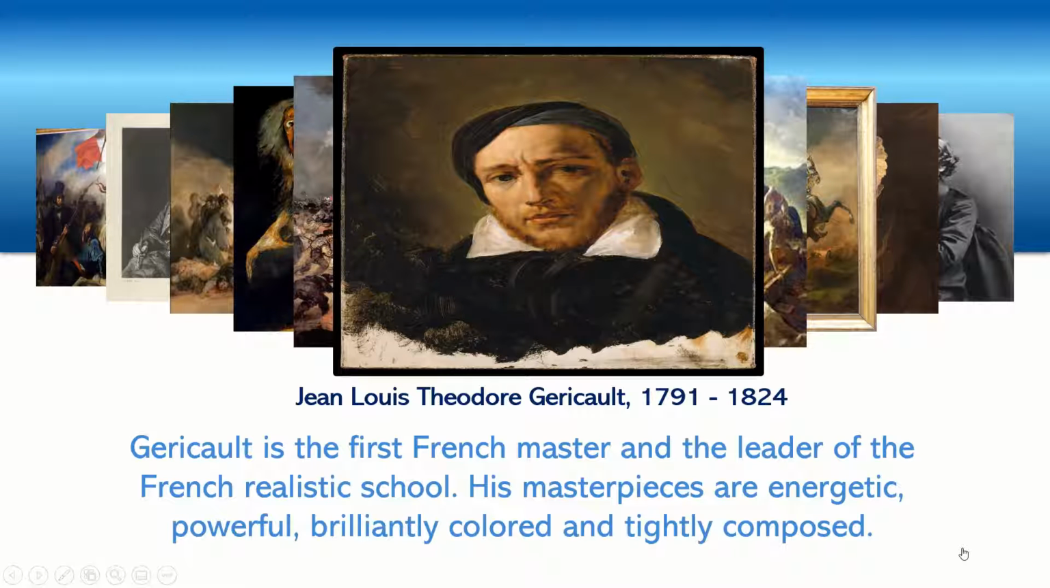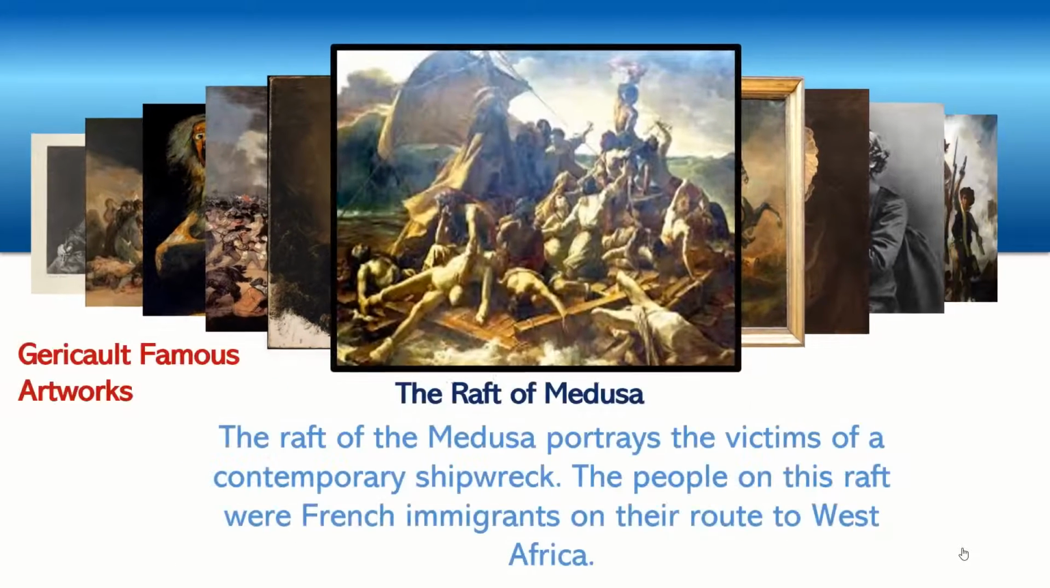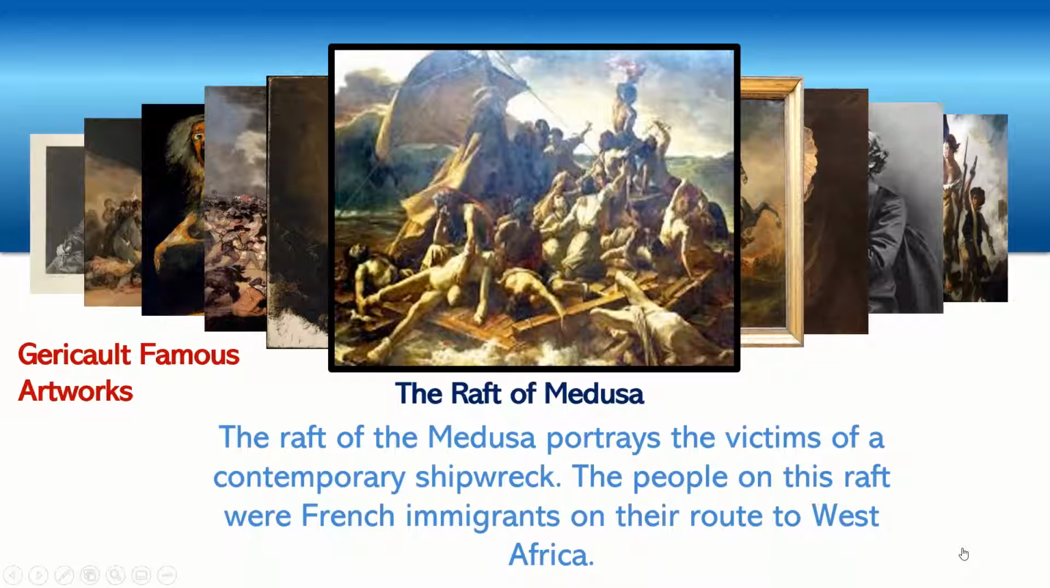One of the famous artists in this era is Jean-Louis Théodore Géricault. Géricault is the first French master and the leader of the French realistic school. His masterpieces are energetic, powerful, brilliantly colored, and tightly composed. One of the famous artwork of Géricault is called The Raft of Medusa. The Raft of the Medusa portrays the victims of a contemporary shipwreck. The people on this raft were French immigrants on their road to West Africa.